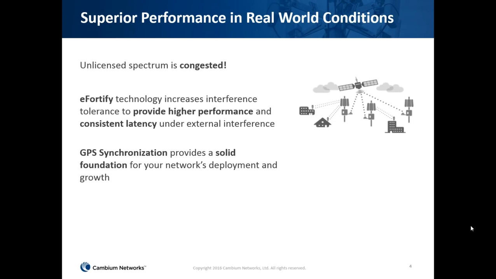And it's very true that GPS sync does help with jitter, latency, and packet loss, primarily because you're avoiding the self-interference as well. So you avoid a lot of the jitter, latency, and packet loss with a combination of eFortify and the deterministic MAC layer, and then you put GPS synchronization on top of that, which is another layer of protection against those issues.